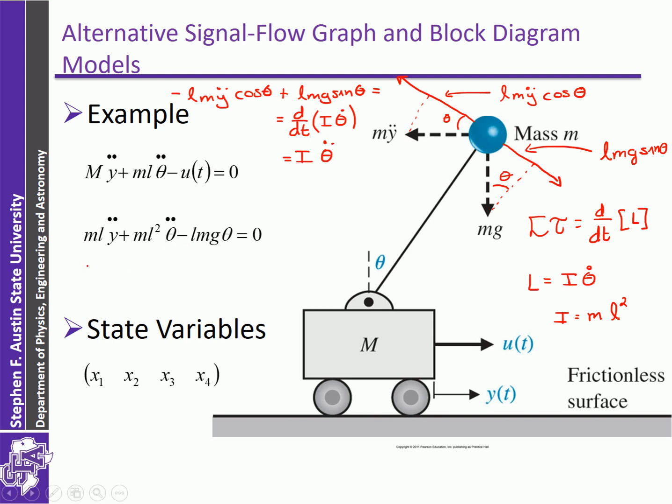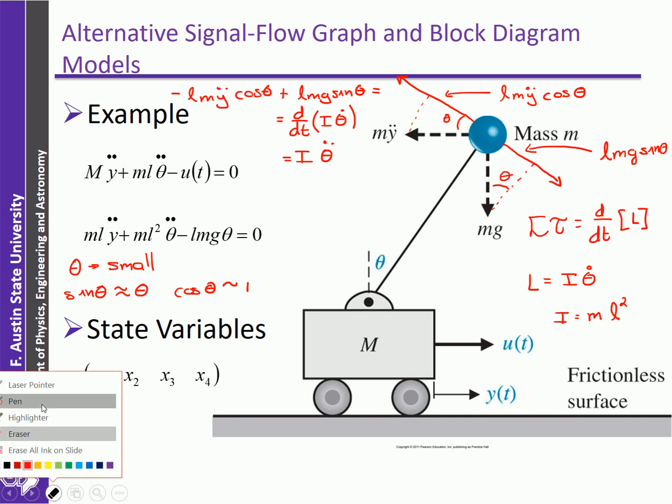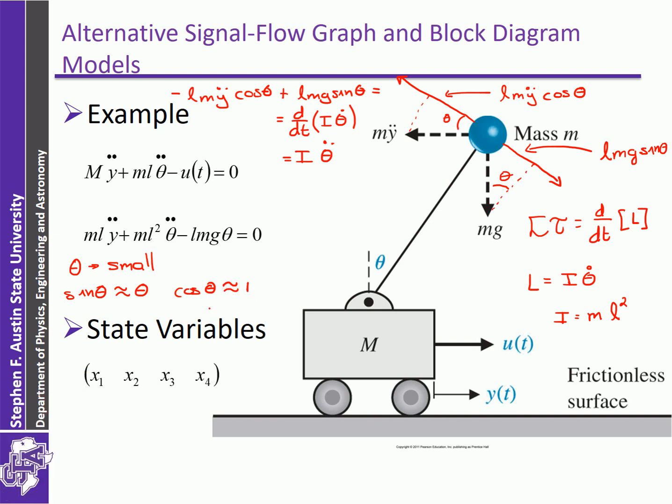Now from here, I'm going to make a little bit of an assumption. For the system to be linear, we need to assume that theta is small. If theta is small, then sine of theta is approximately equal to theta, and the cosine of theta is approximately equal to 1. So this becomes a 1, and this becomes theta, so we have the expression from this side.